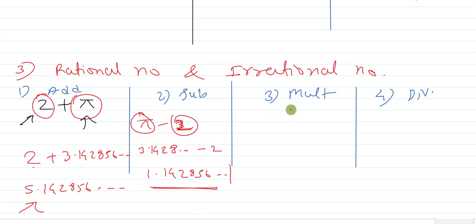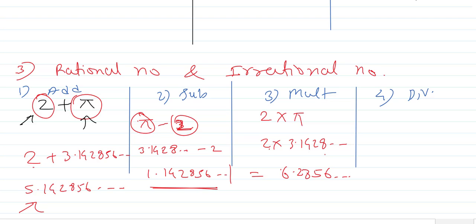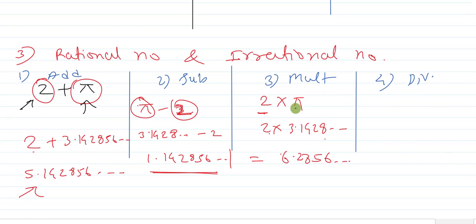For the multiplication, let's see. If I multiply 2 into pi, that is 2 into 3.1428 and so on. What you can say, it will be 2 into 8, 16. Carry 1, 4, 2 2s are 4, plus 1, 5, 2 4s are 8, 2 1s are 2, 2 3s are 6. It will be somewhat 6.2856 and so on. That is an irrational number again, right? So the multiplication of a rational number with an irrational number for this case came as an irrational number.